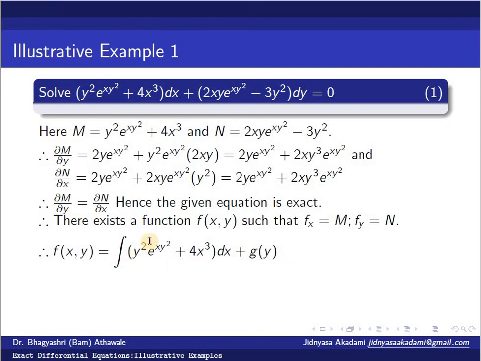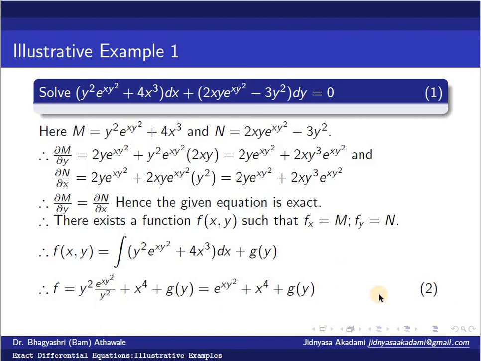Now, while integrating this, we are keeping y as constant. So y² is constant, so it is just 3 e^(3x) etc. So its integration is e^(3x). So the integration of the first term is y² as a constant outside, and the integration of e^(xy²) is e^(xy²) divided by y². Integration of 4x³ is x⁴, plus g of y as it is.